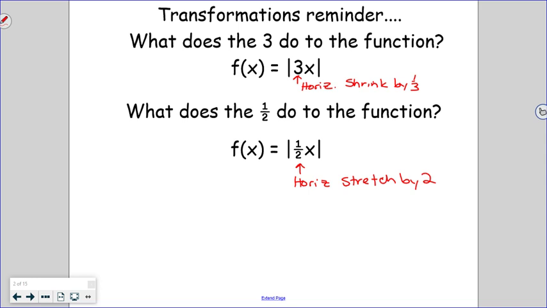Well, that's what's happening to our trig graphs as well today, is that we're going to start putting numbers on the inside of the function. They impact our trig graph just like they would impact any other function. Inside the function is going to stretch or shrink your graph horizontally, opposite of the number we see.